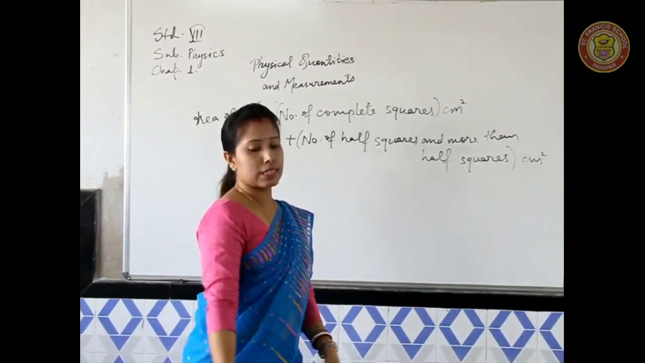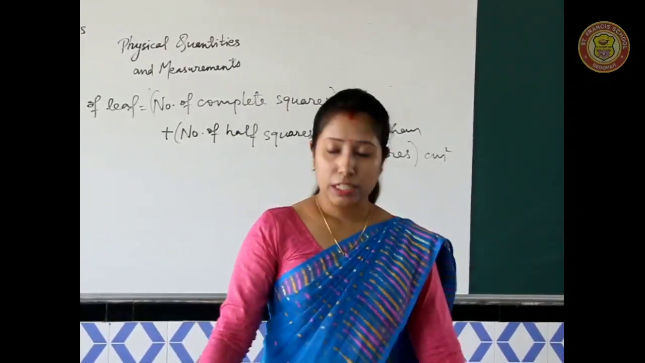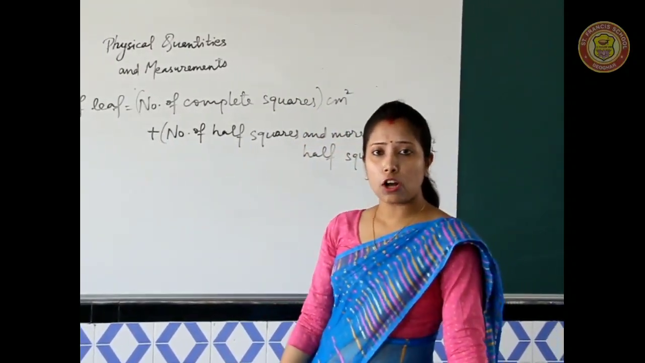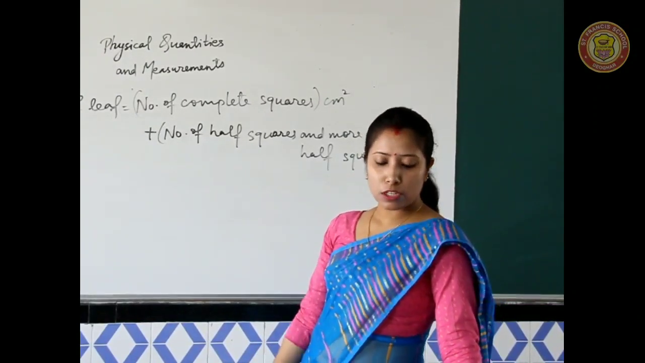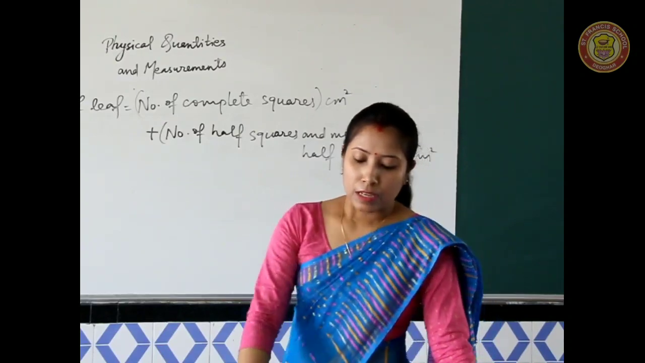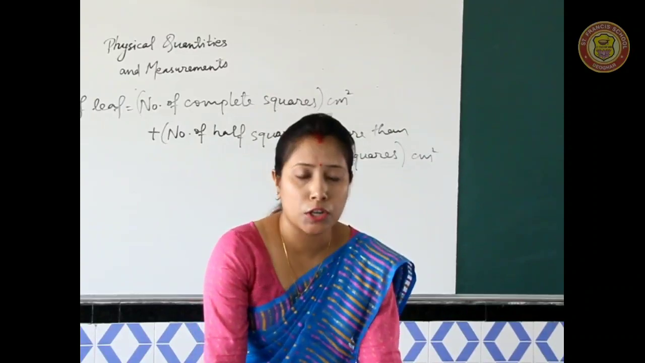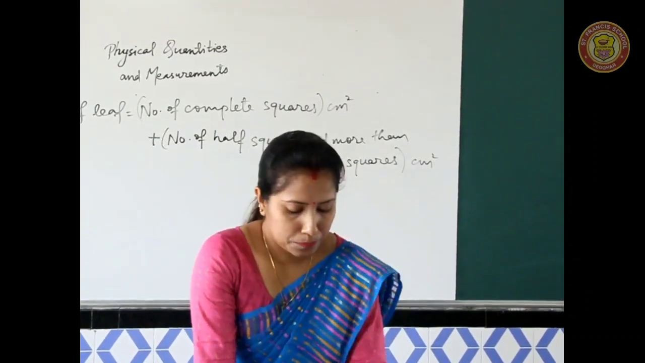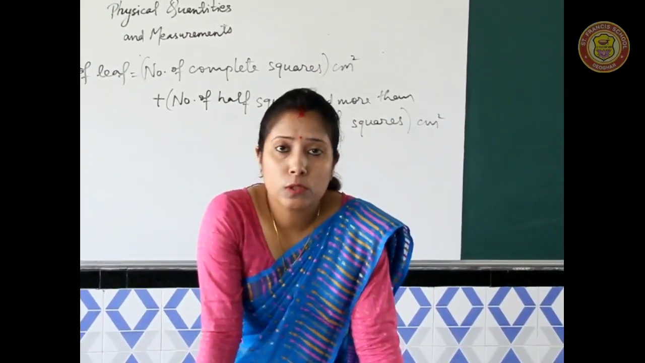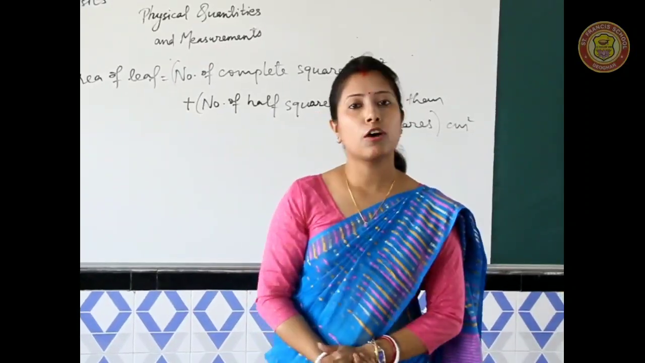The same thing is discussed in your book in activity 1. So this was all about measuring the area. First was measuring the area of plane figures and second was measuring the area of an irregular shape. So now we will move on to the next physical quantity, that is volume. What do you understand by volume? The total space occupied by an object is called its volume.